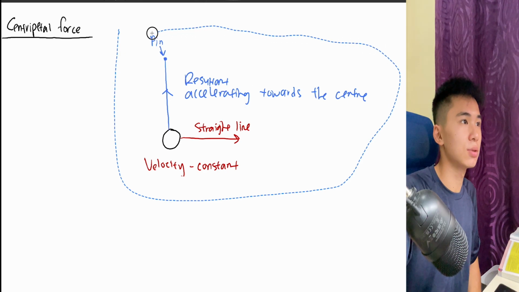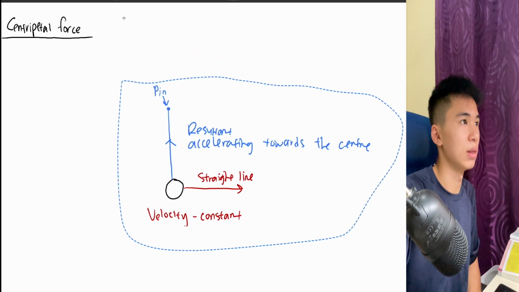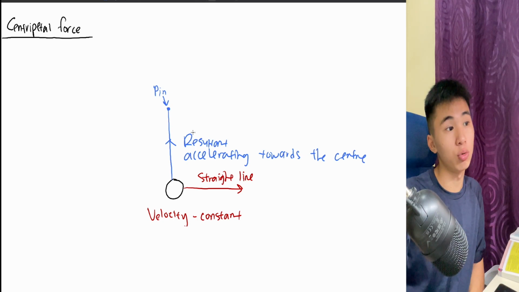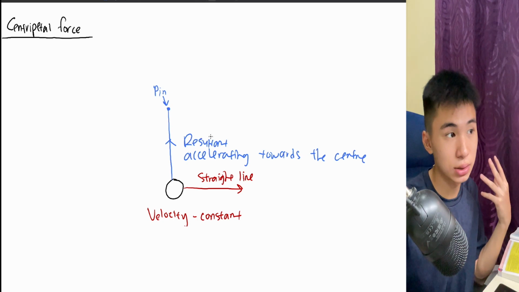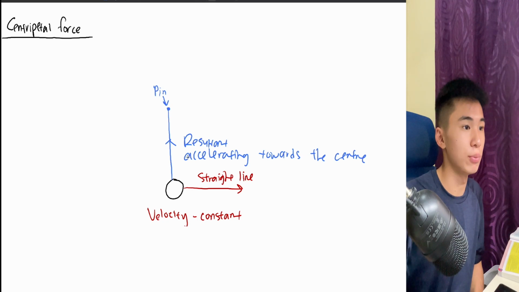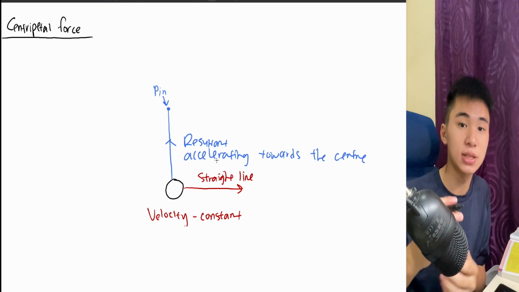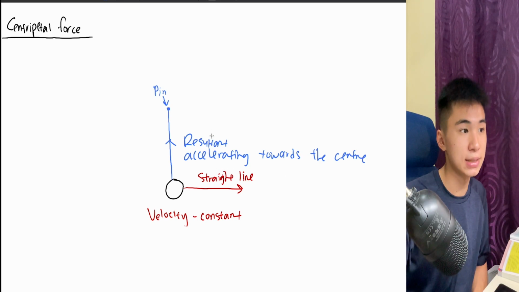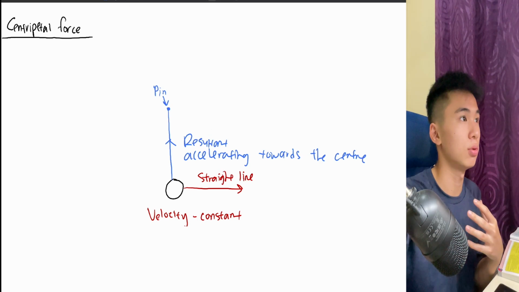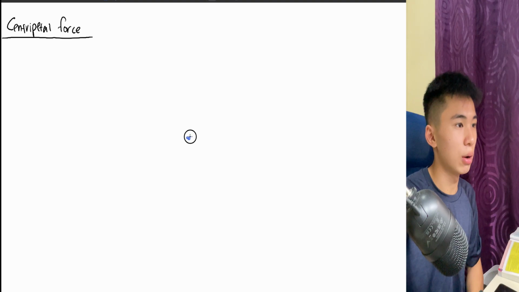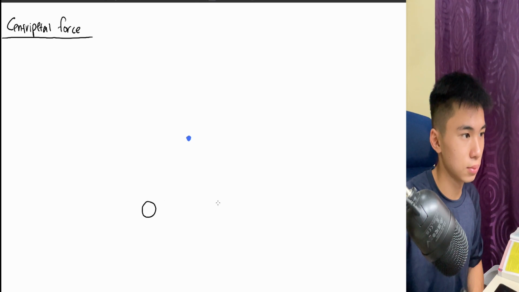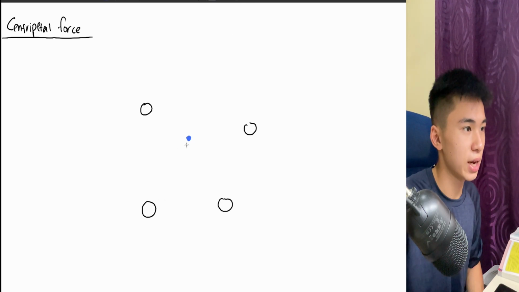So right now, I'm just going to bring this down a little bit. This is very important. If in the exam they ask you what direction the resultant force is, this will be your answer: the resultant force is accelerating towards the center. So this will be our center, and this is the object.